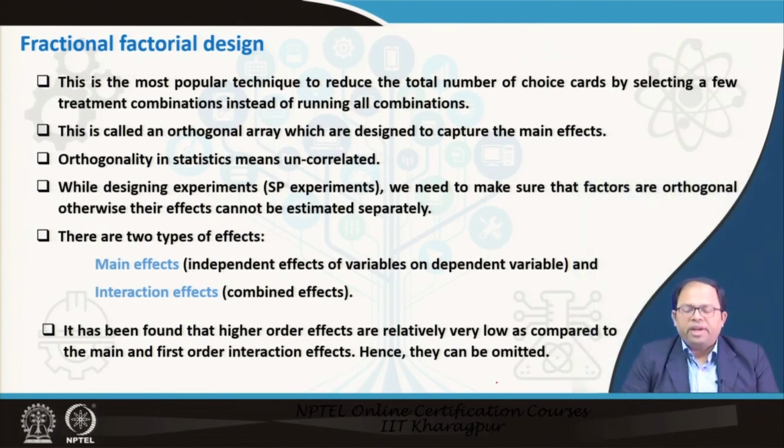Now what is a main effect? Whenever there are variables and a dependent variable, each variable has an effect on the dependent variable. The independent effects of variables on the dependent variable are called the main effects, whereas when many variables together affect the final choice of a dependent variable, it's called an interaction effect.